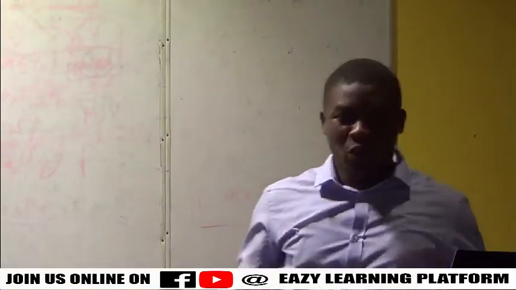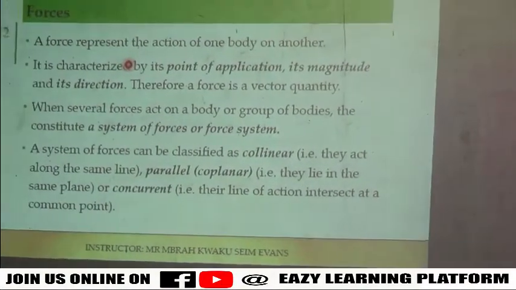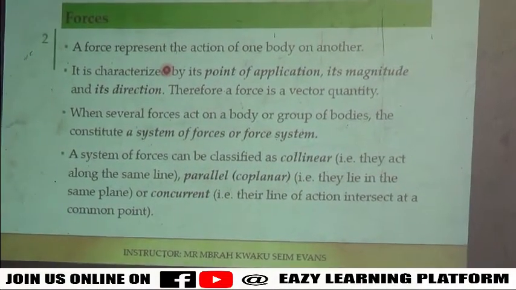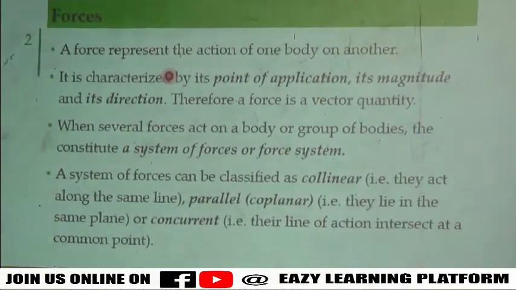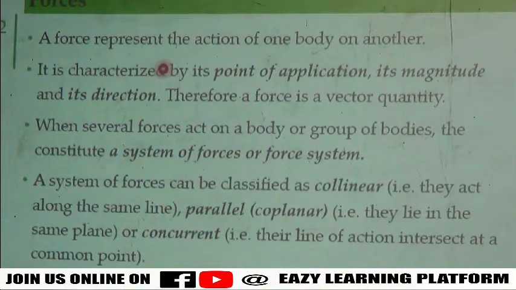Forces. What is a force? A force represents the action of one body on another.